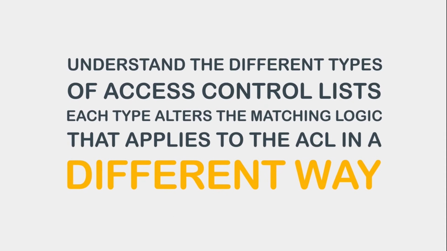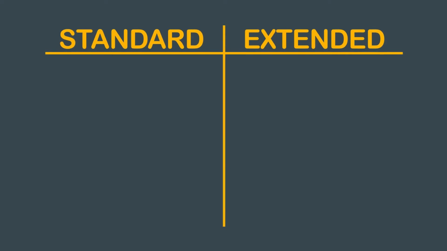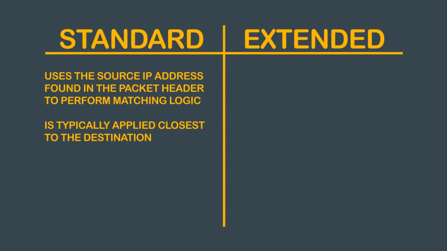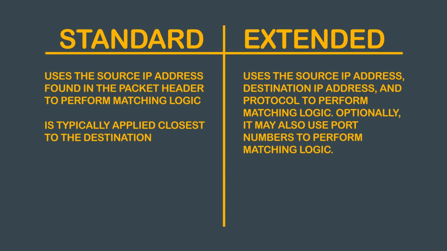Before we discuss matching logic configuration, you must understand the different types of access control lists. Each type alters the matching logic that applies to the ACL in a different way. There are only two main types of access control lists that exist: standard and extended. Standard uses the source IP address found in the packet header to perform matching logic, and it's typically applied closest to the destination. Extended uses the source IP address, destination IP address, and protocol to perform matching logic. Optionally, it may also use port numbers to perform matching logic, and it is typically applied closest to the source.